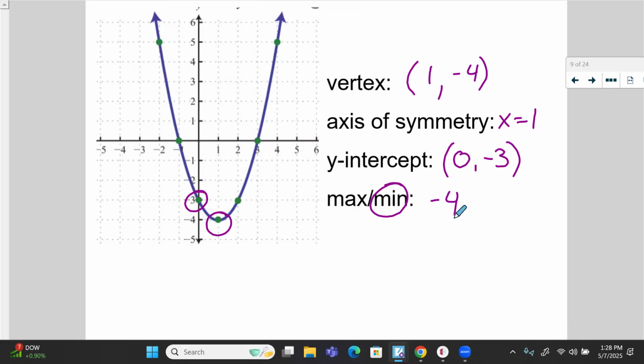So again, this is finding all the points when given a graph. Your vertex is where the graph changes direction. Your axis of symmetry is the x value of your vertex. The y-intercept is where the graph crosses the y-axis. And your max or min value is the y value of your vertex.